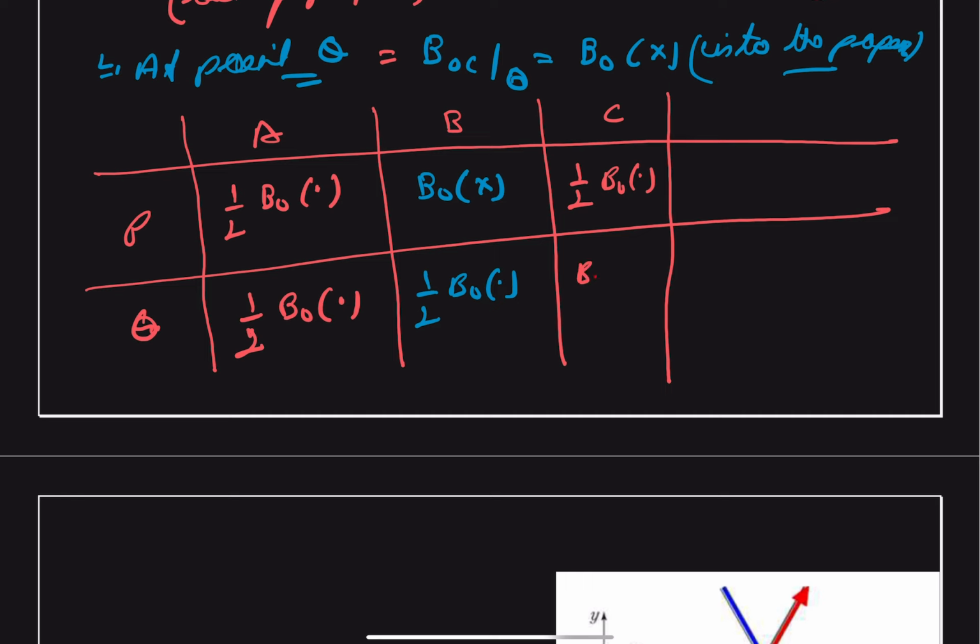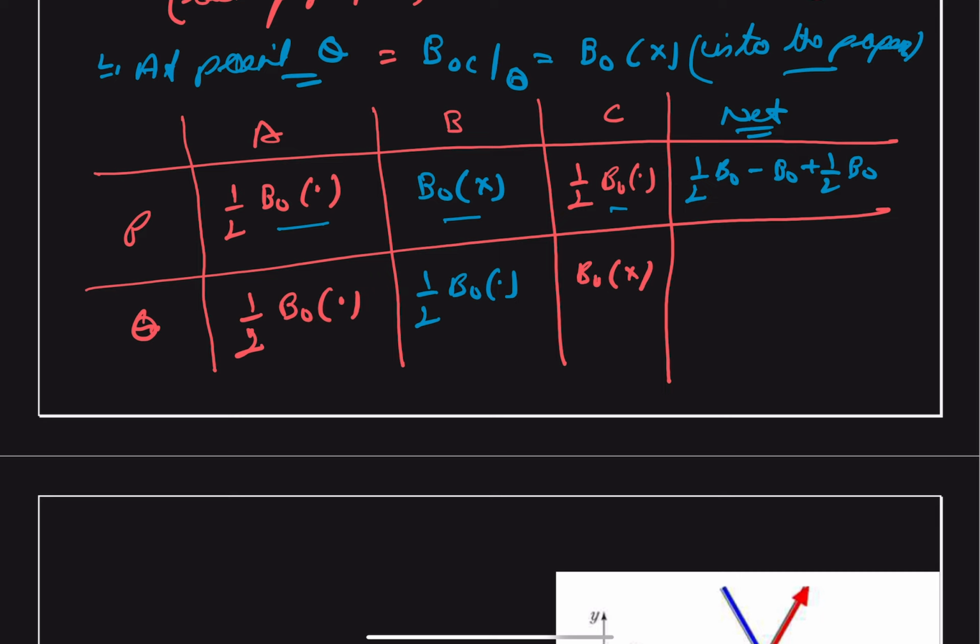Now the net magnetic field will be the summation of all the respective fields along with their sign. So we can write this as half B naught minus B naught plus half B naught. We have taken inward as negative and outward as positive. So this gives us equal to 0.